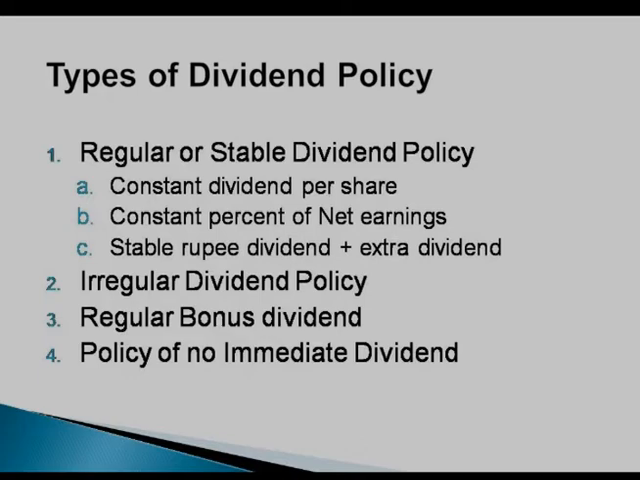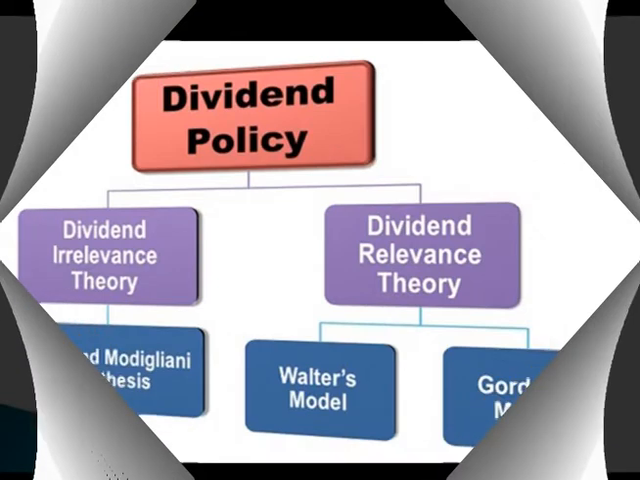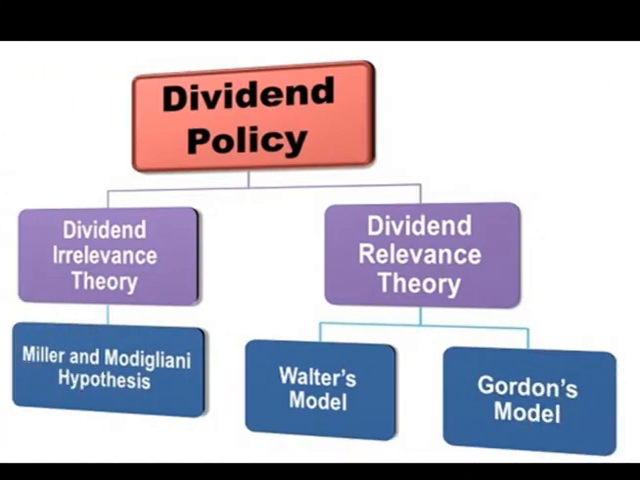Now we will discuss various types of policy. As I already told you, there are two different approaches. Number one is dividend irrelevance theory, in which the M-M hypothesis or M-M theory is there, and the second one is dividend relevance theory.